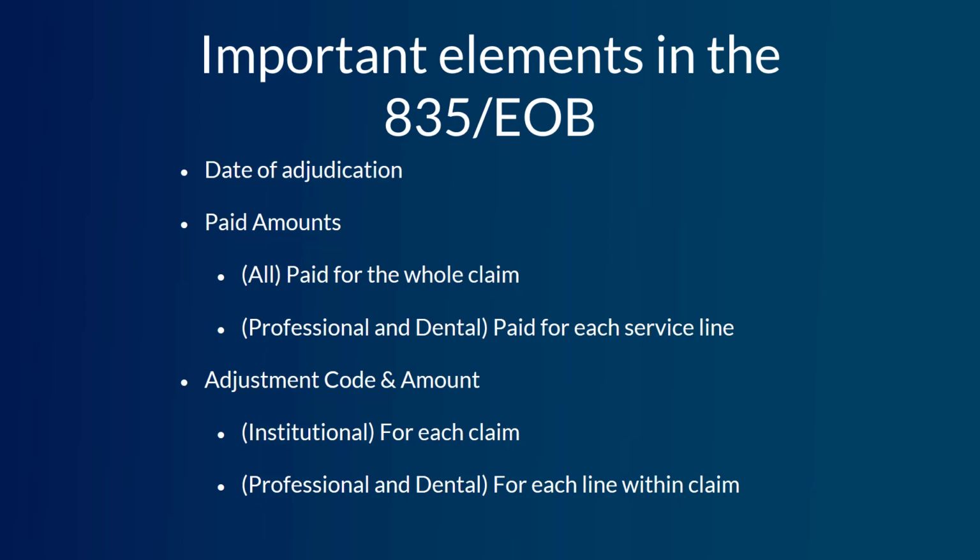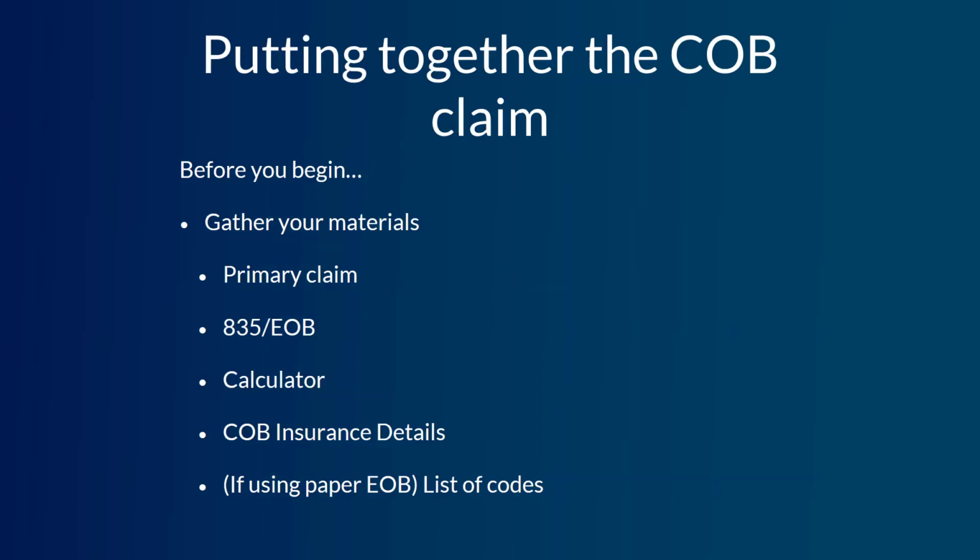You will need those for each claim for institutional providers, and professional and dental will also need that for each line within the claim. This all comes back to the amount of detail that's reported on the remittance. So if they report the payments and the adjustments and the codes on the claim level, you're going to need that for your coordination of benefits. If they report it on the line level, you will need it on the line level for the coordination of benefits.